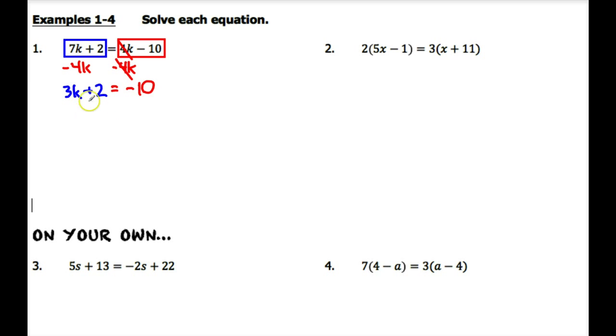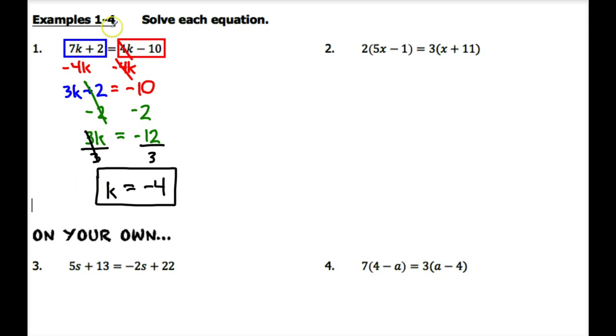So now we have 3k plus 2 equals negative 10, and now this looks just like a two-step equation that you know how to solve already. So we can subtract 2 from both sides and bring down this 3k, so that gives you 3k is equal to negative 10 minus 2, which is negative 12. Then we can divide both sides by 3, and that gives us k is equal to negative 4.